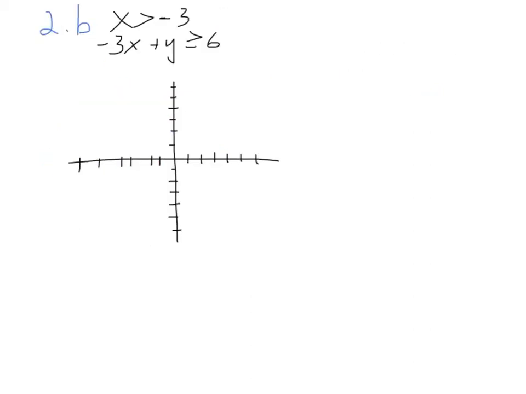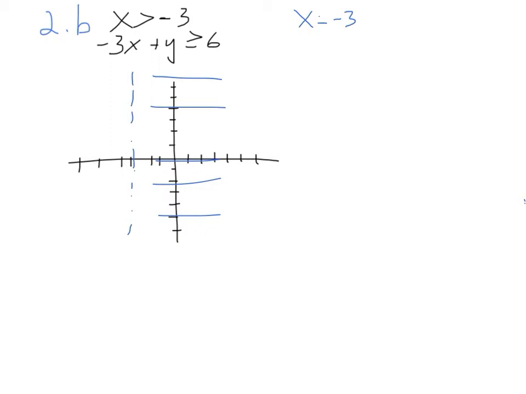For B, I'm going to do the same thing. First one I'll do in blue. So I'll say x equals negative 3. So I find negative 3 on my x-axis, and it is right there. Well, pretend I went through that point. So that's x is greater than negative 3. So I need to shade on the right side of that.